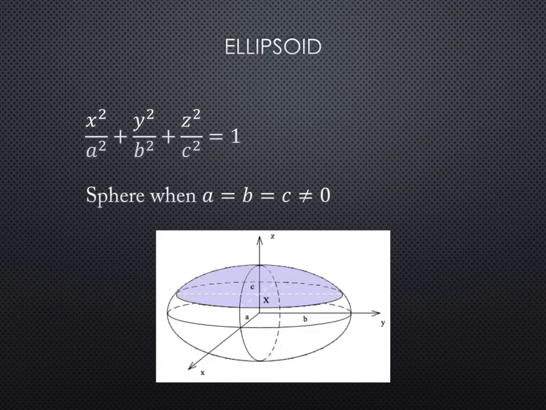If you do have the case where A and B and C are equal to each other and they're not zero, that's the case for a sphere, right? So imagine that you had x squared over 5 plus y squared over 5 plus z squared over 5, right? They're all over the same value. That's the same thing as x squared plus y squared plus z squared equals 5, and that's the equation of a sphere. Okay, so this is just a general idea of the way spheres work in a specific case. Okay, good. Ready for the next one?